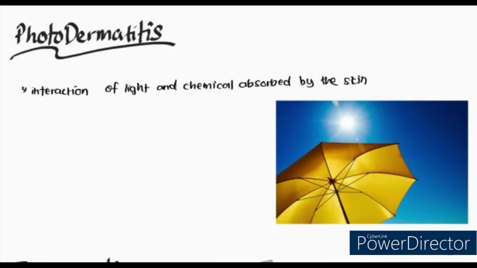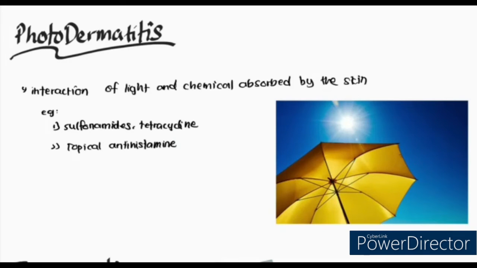In reaction to UV rays, certain chemicals and drugs can cause sunburn, an eczema-like reaction, or hives. The reaction may be related to an allergy, or it may be a direct toxic effect from the substance. Examples of substances or circumstances that may trigger one or the other type of reaction include sulfonamides and tetracycline, and also topical antihistamine.